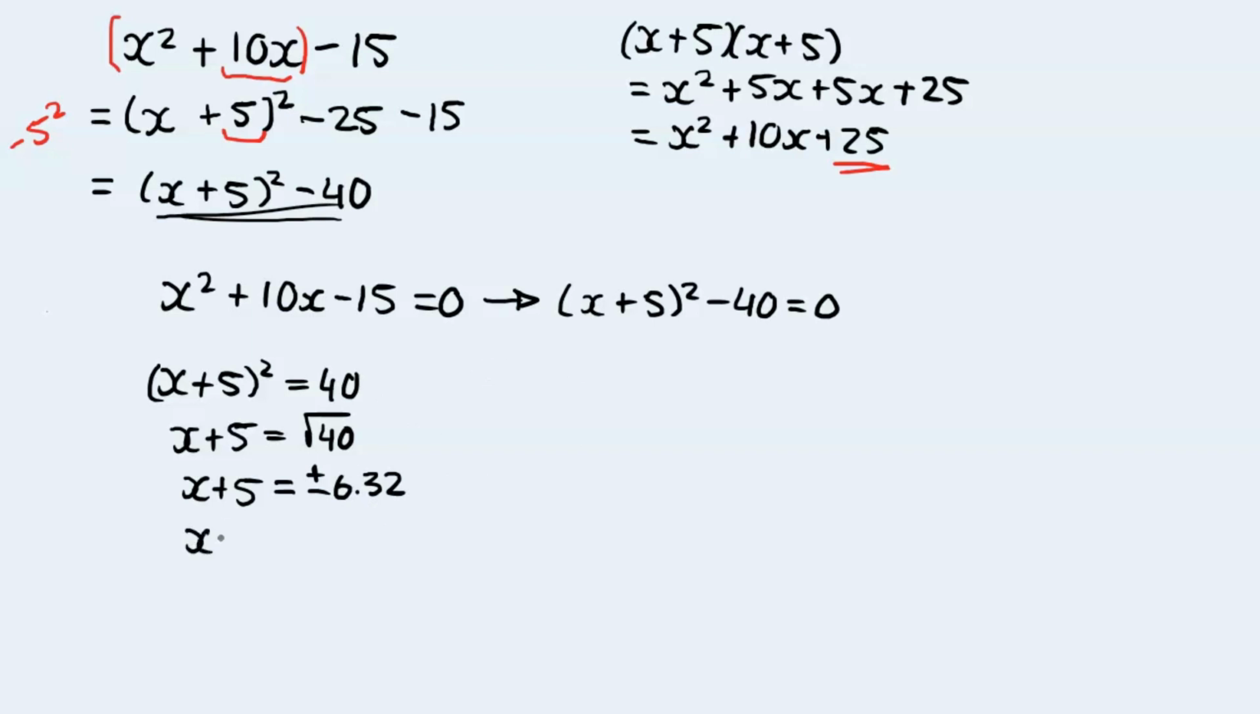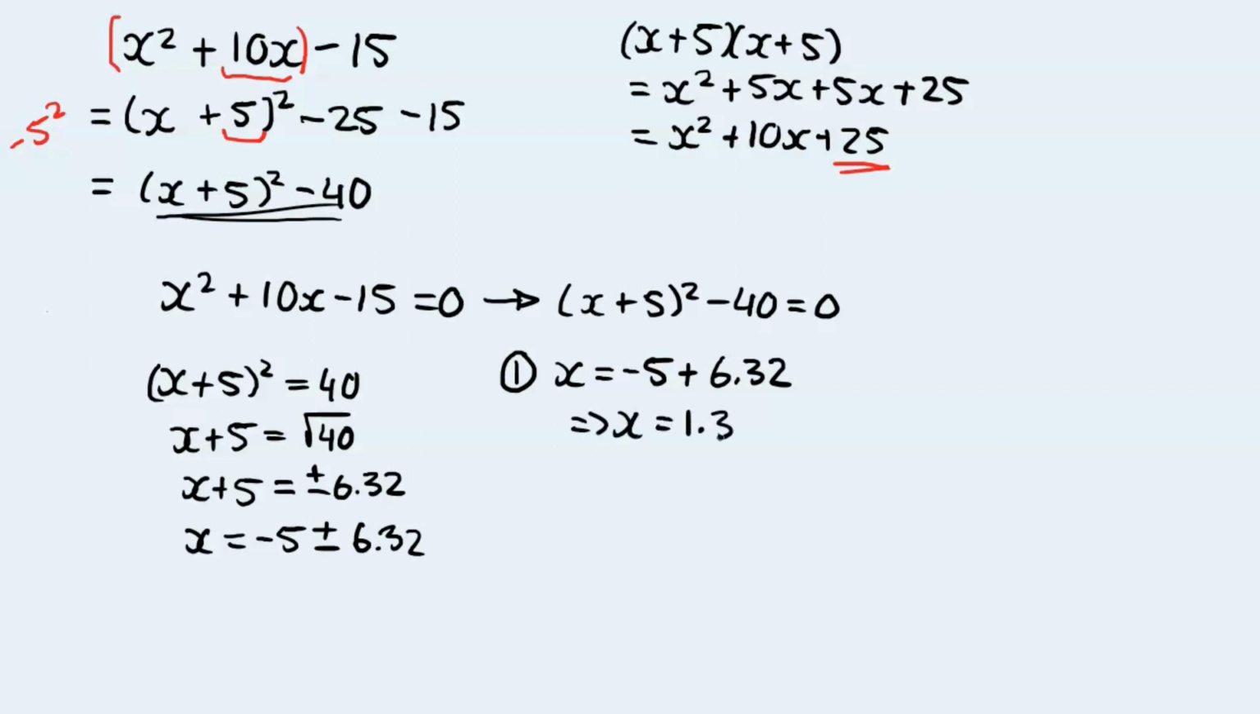So what do we have? We have x is equal to minus 5 plus or minus 6.32, okay? So what we can say is that we have two values of x. So let's do the first one. x is equal to minus 5, we'll do the positive first, so minus 5 plus 6.32. So what do we get? x is equal to 1.32.